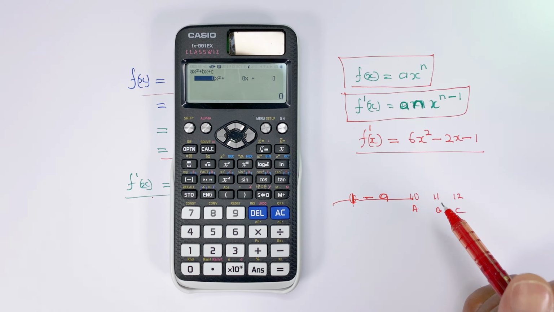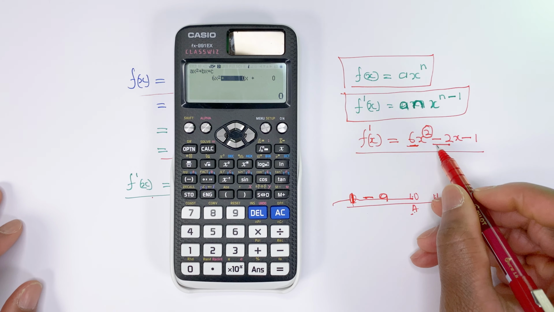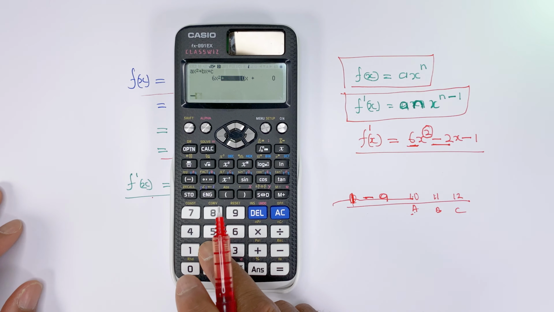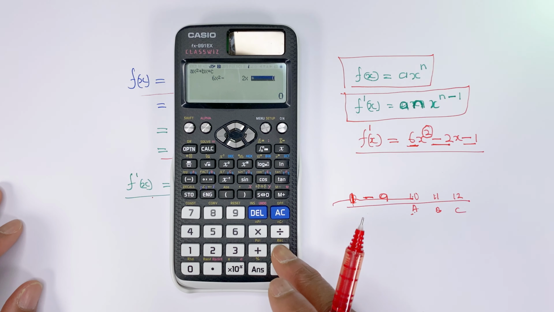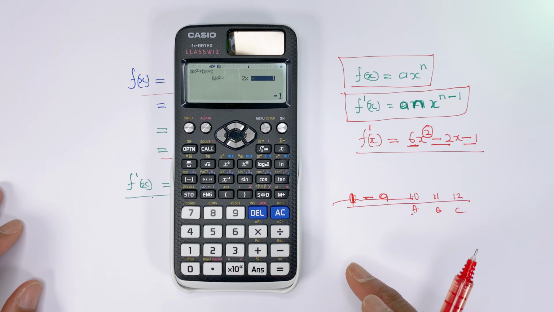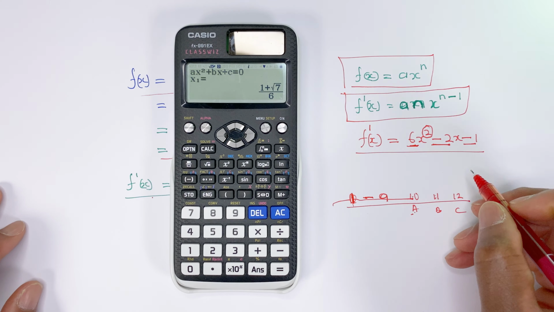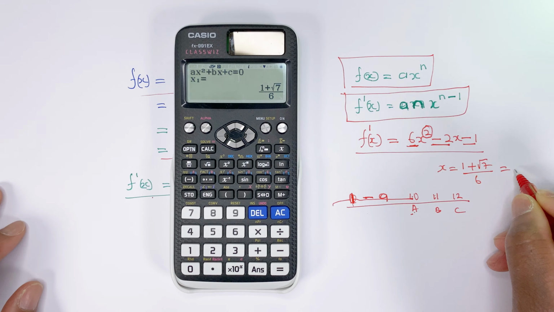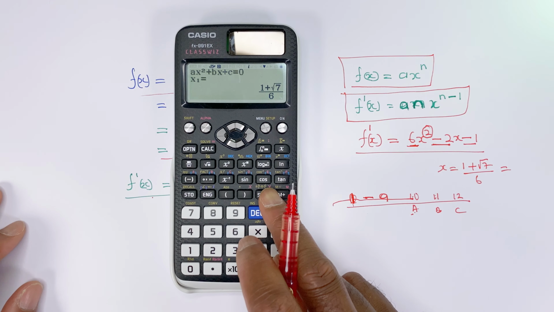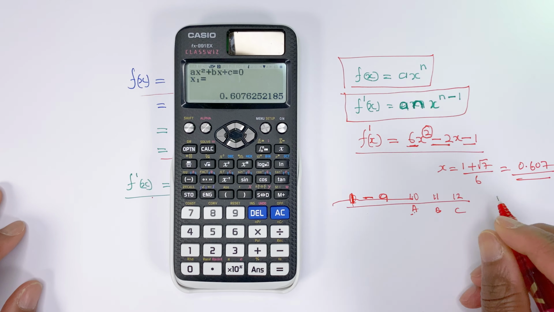Now you can enter A, which is your 6, so you put 6, press equals. B is -2, so you press -2 equals, and C is -1, press -1 equals. And now the next equals you press will give your x value. So the first x value is 1 plus √7 over 6, and if you press standard or surd to decimal, you get 0.607. That's your first value.